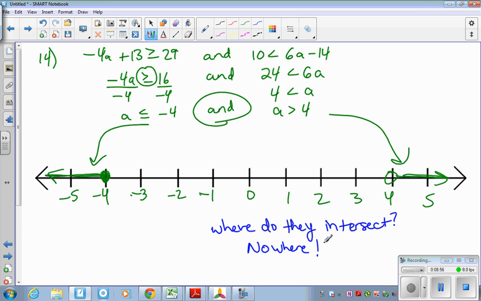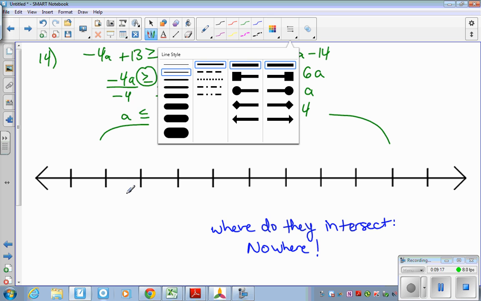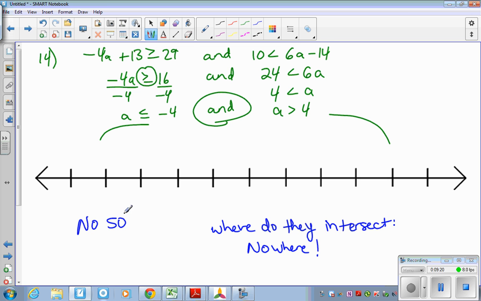So if they don't intersect anywhere, your graph actually looks like this. This might surprise you. There's your answer. I mean, I didn't mean to get rid of the numbers, but there's no shading. Your answer is actually no solution. There is no solution to this. There's no way that you can be less than or equal to -4 and greater than 4 at the same time. So, sorry, 14 was tricky.